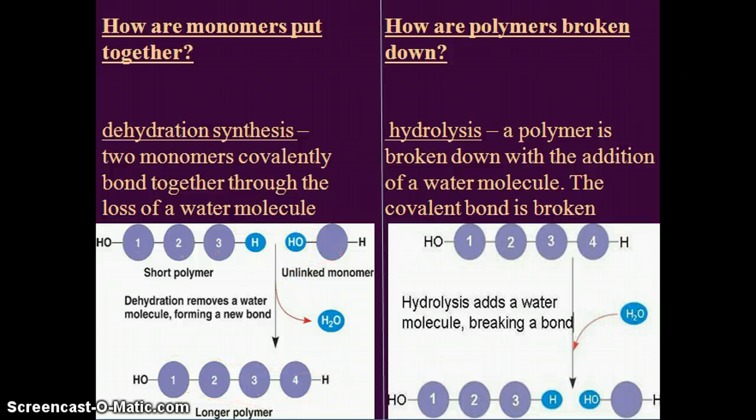If we look over to the right, we see hydrolysis. We see that 1, 2, 3, and 4 are bonded. We see that water is added, with an arrow pointing in. And we see now that the final result is 1, 2, 3, separated by water. They're not bonded. And you have 4 over here. So in order to break a bond, you add water.